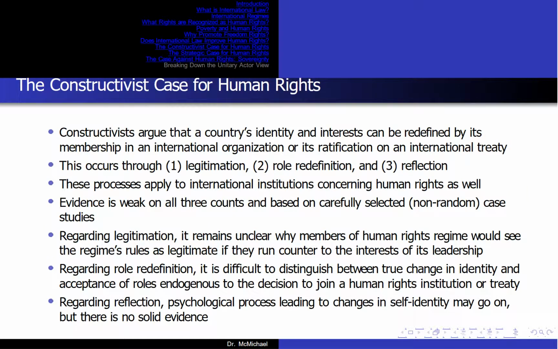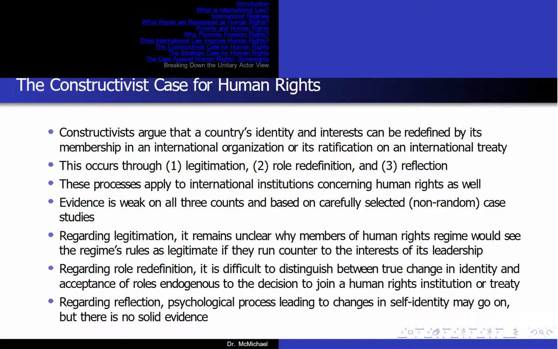The constructivist case for human rights. Constructivists argue that a country's identity and interests can be redefined by its membership in an international organization or its ratification of an international treaty. This occurs through 1. Legitimation, 2. Role redefinition, and 3. Reflection. These processes apply to international institutions concerning human rights as well. Evidence is weak on all 3 counts and based on carefully selected, non-random case studies.